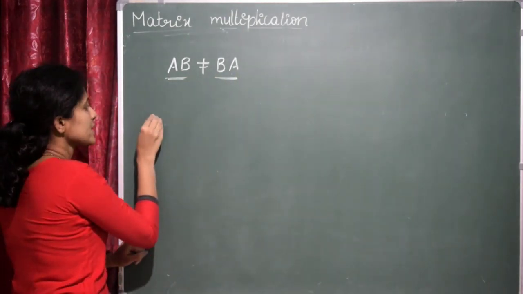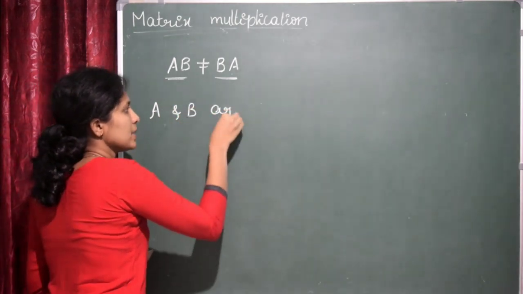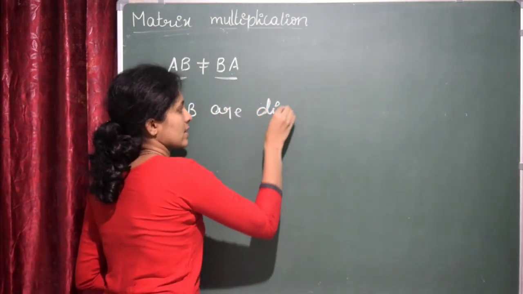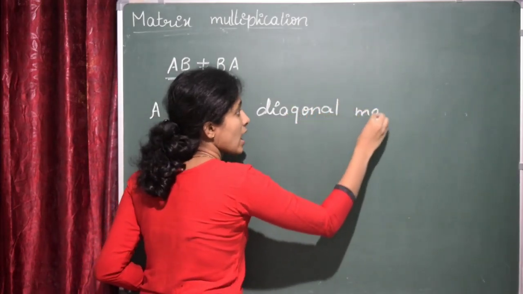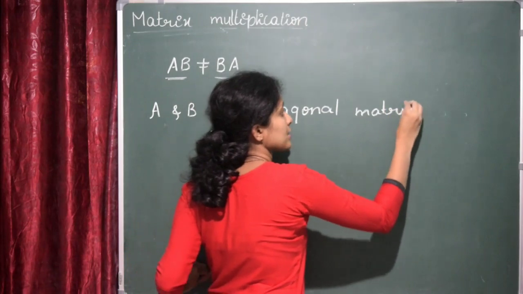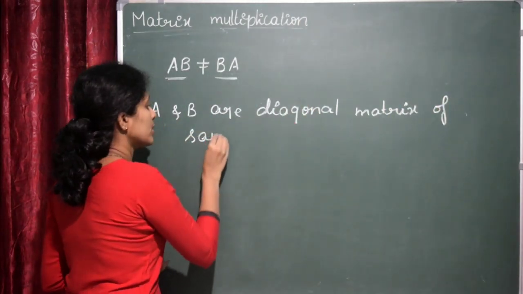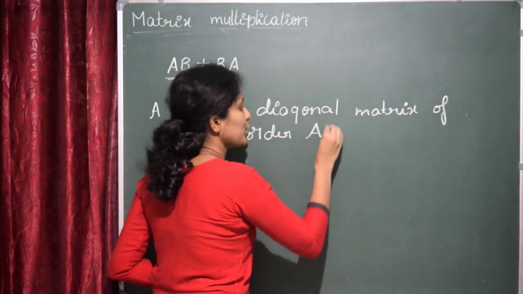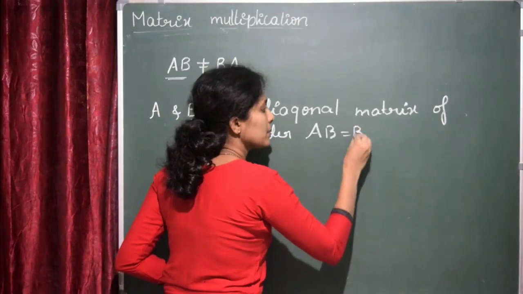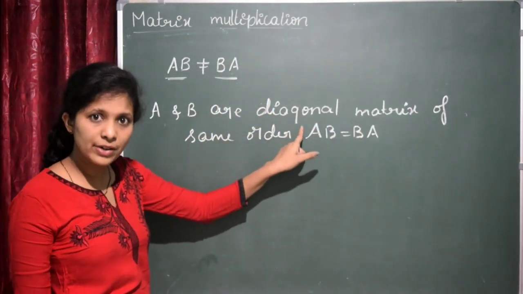That is, if the matrices A and B are diagonal matrices of the same order, both matrices should be of the same order, then matrix multiplication will be commutative. That is, AB is equal to BA. Actually, AB is not equal to BA in general, but it is equal if they are diagonal matrices of the same order.